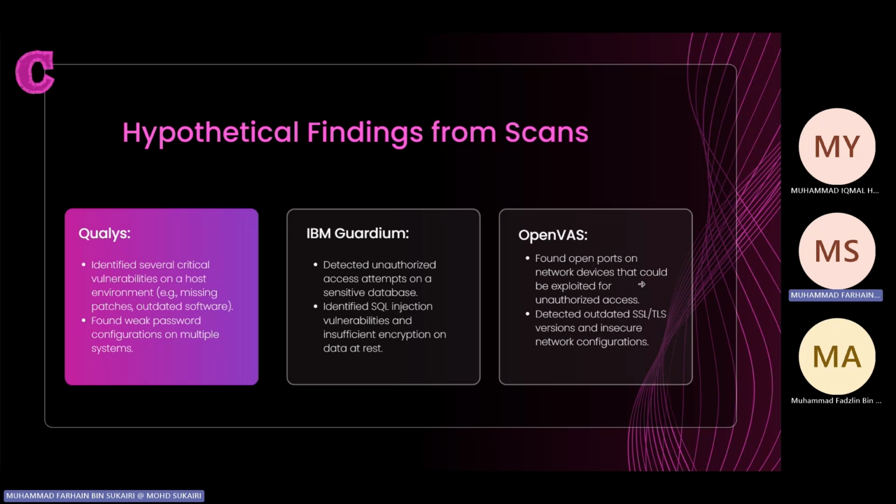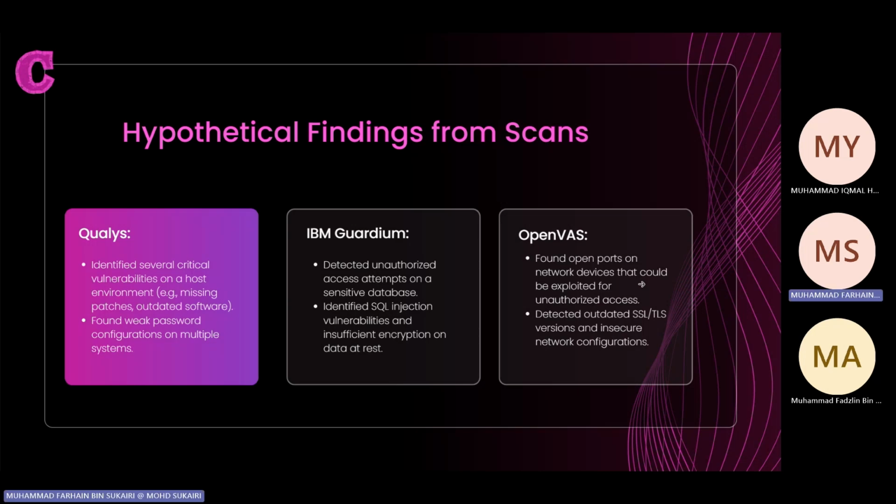Additionally, weak password configurations were found, which could enable an attacker to easily compromise the account. Next, I move to IBM Guardian. IBM Guardian highlighted an unauthorized access attempt, showing that someone attempted to access sensitive data without the necessary permission. So this is a major risk for data leakage and potential breaches.